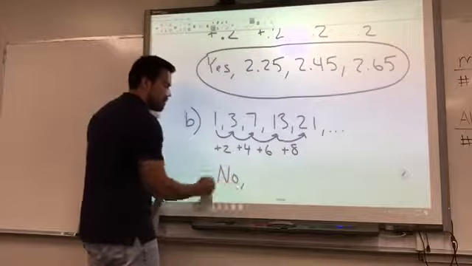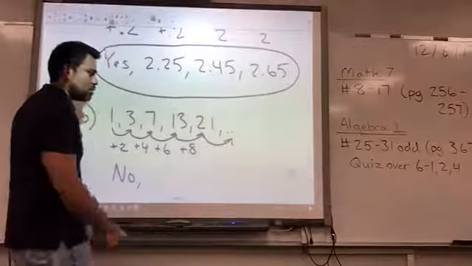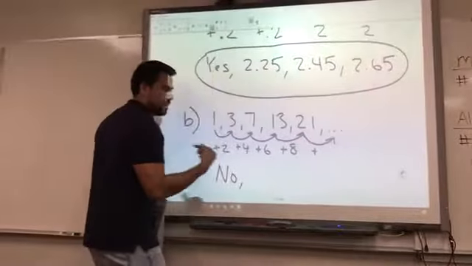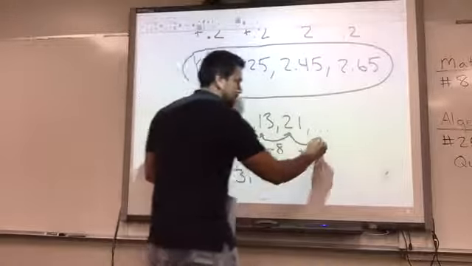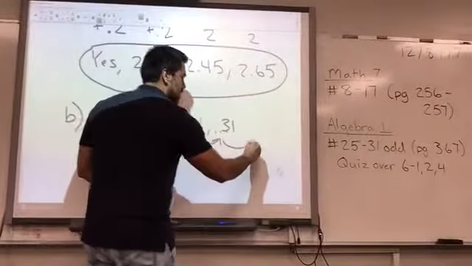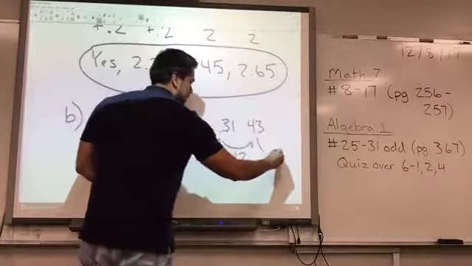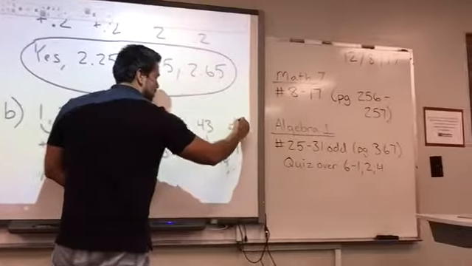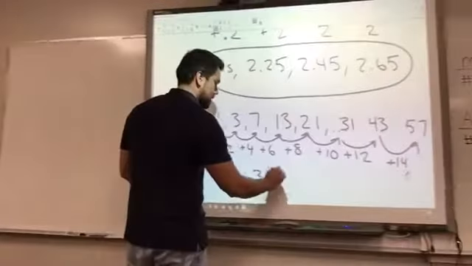No, not arithmetic. But can you find the next 3 terms? What do you do to this one? Add plus 10. You get your 31. And then I'll put 31 here to get the next one. Plus 12, and that's 43. And then the last one, plus 14. Yeah, 57. So 31, 43, 57.